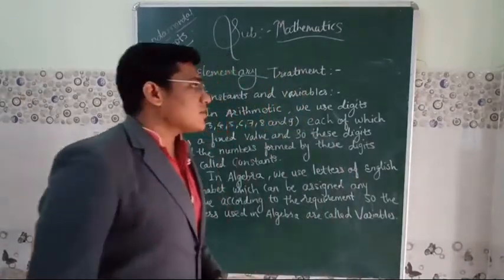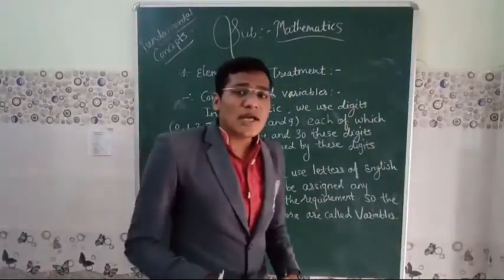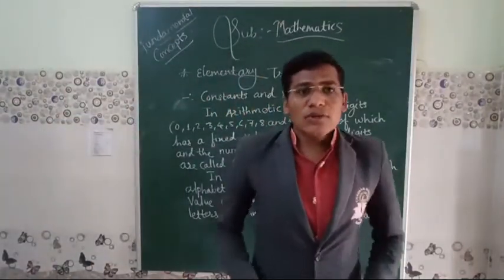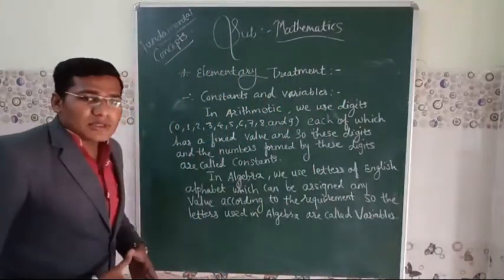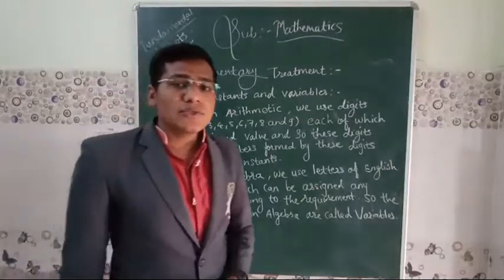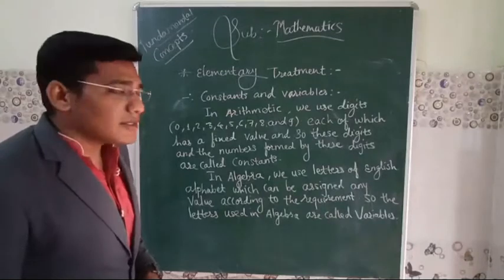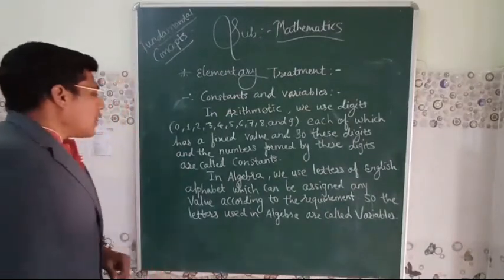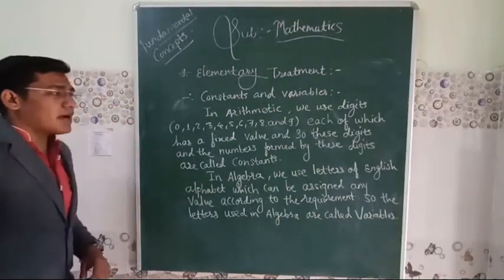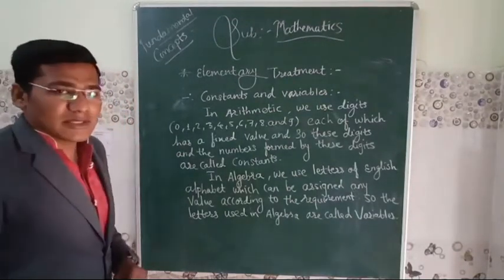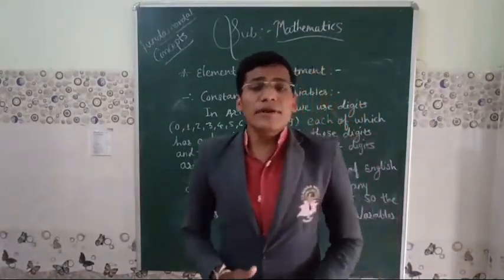Now we will see the first topic of the lesson, that is nothing but constants and variables. So what is meant by constant and what is meant by variables, that we will see. The numbers in arithmetic which are used as digits 0, 1, 2, 3, 4, 5, 6, 7 and 9, each of which has a fixed value. And so these digits and the numbers formed by these digits are called constants. It means that the value of 1 will never change.